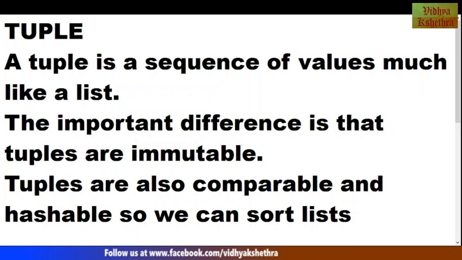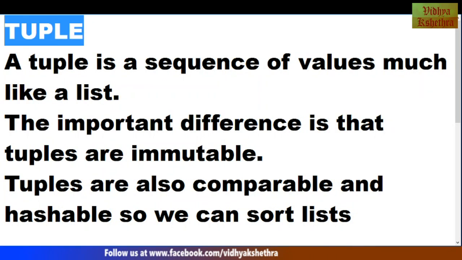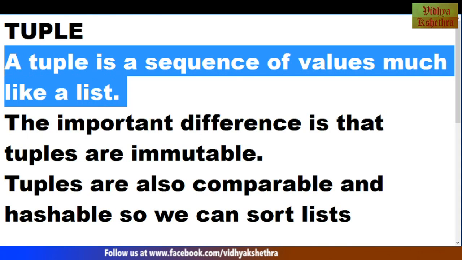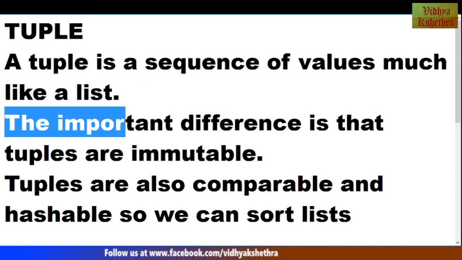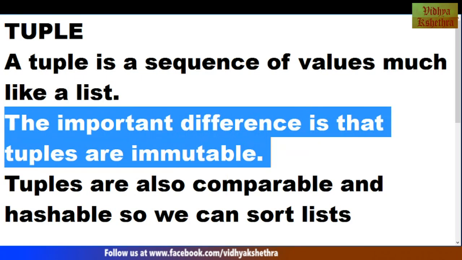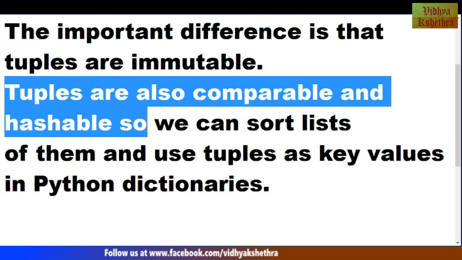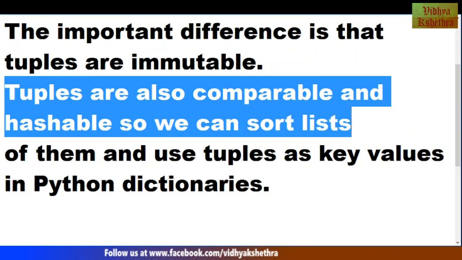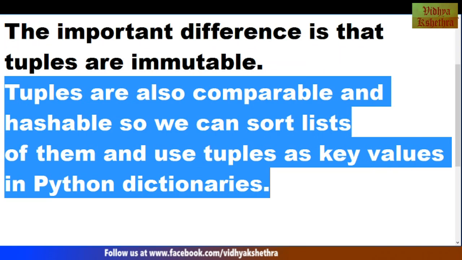Everyone. In this video, I'll be talking about tuples in Python. A tuple is a sequence of values, much like a list. The important difference is that tuples are immutable. Tuples are also comparable and hashable. So we can sort lists of them and use tuples as key values in Python dictionaries.